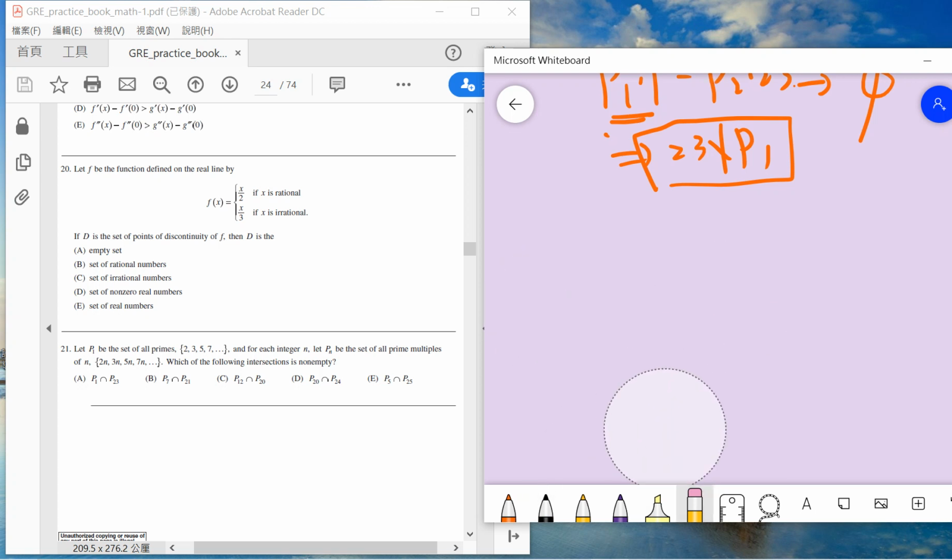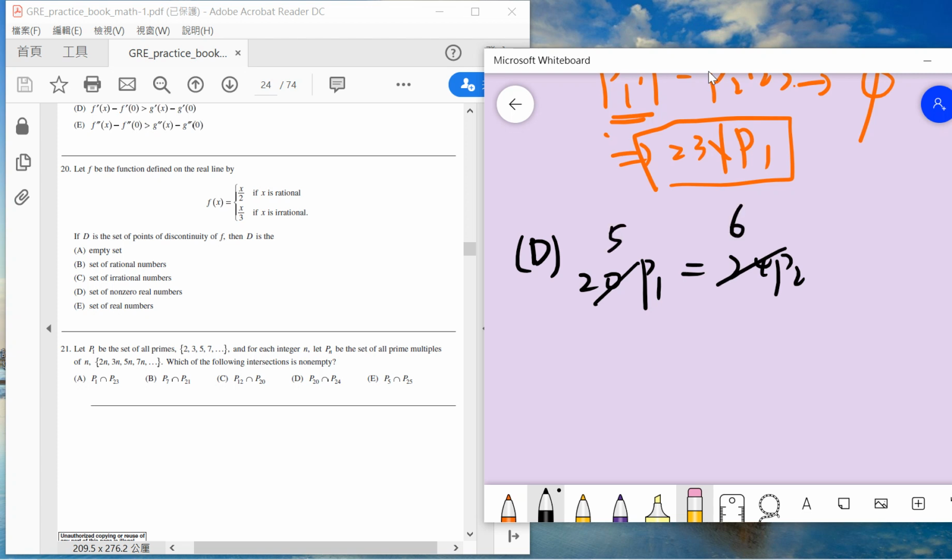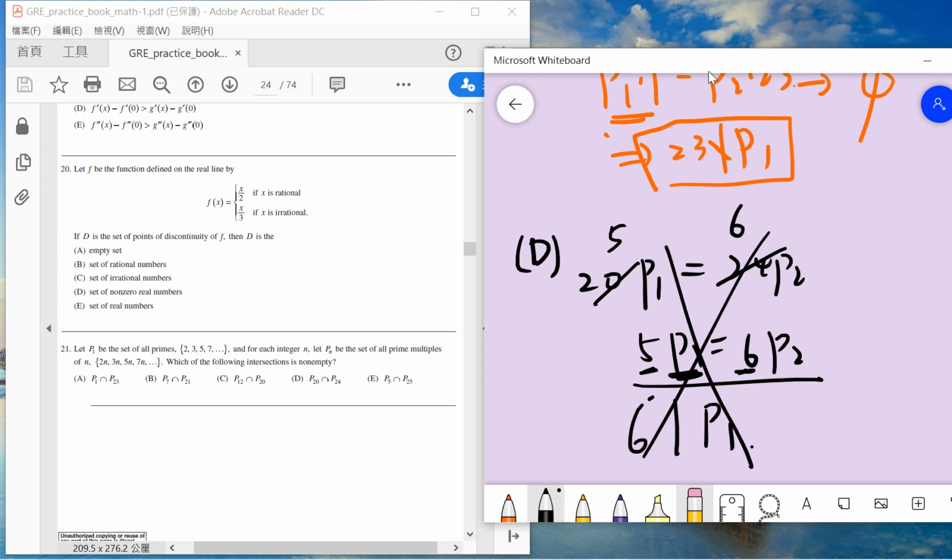Then D: 20P1 should be 24P2. We need to find P1 and P2. We get 5P1 equals 6P2. This is also impossible because P1 is prime and 6 is not divisible by 5. So the only choice is 6 divided by P1, or P1 divided by 6, which is also impossible.